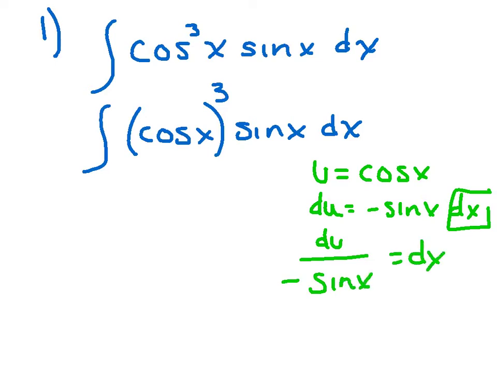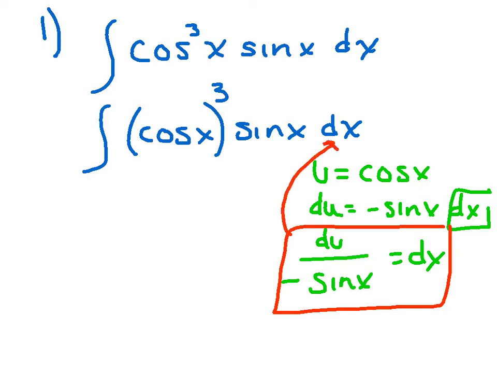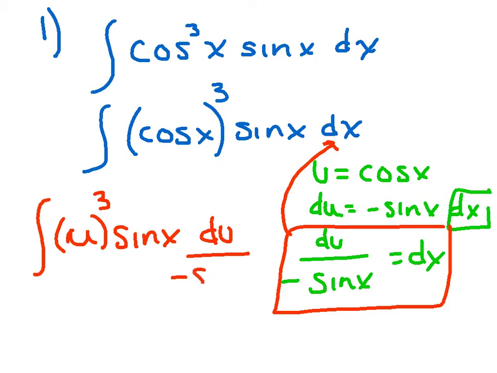My goal is to solve for dx, so I'm going to say that's du over negative sine of x equals dx. Alright, now recall it's called U substitution. I picked my u, now I need to substitute something. Since I solved this equation for dx, I'm putting it in place of this dx in my original problem. So again, I'm going to rewrite this as the quantity, and instead of putting cosine in there, I called that my u cubed sine of x, and in place of my dx, I'm writing du over negative sine of x.